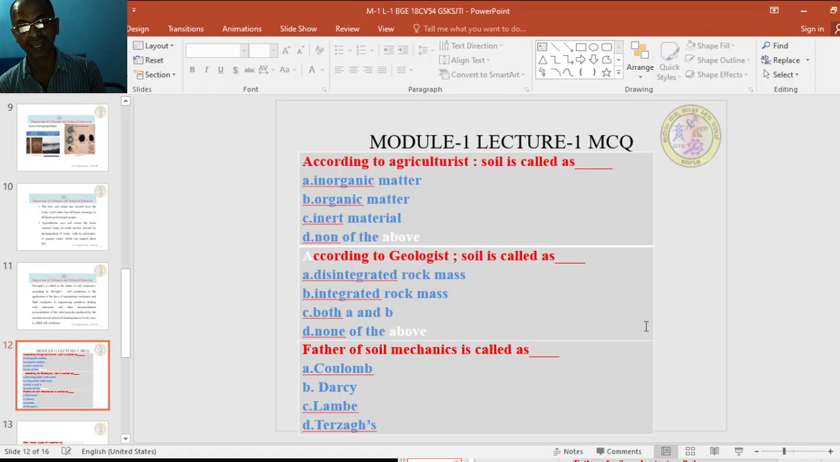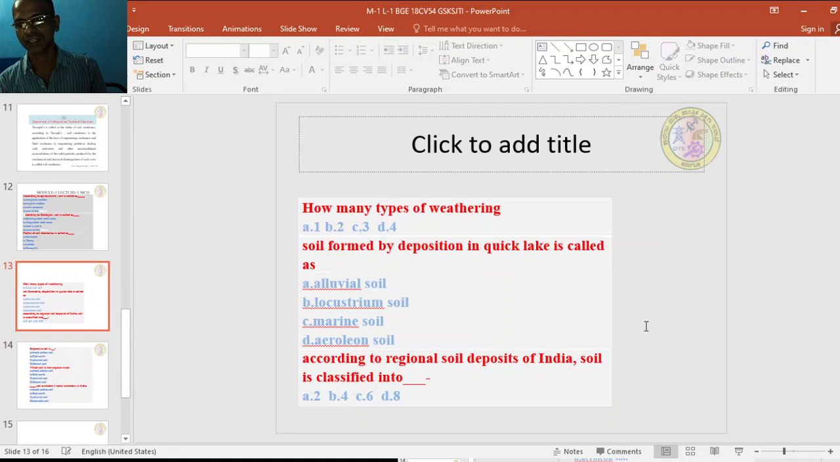Therefore, the answer is A. Father of soil mechanics is called as. It is none other than Terzaghi. So it is D. The answer is D. Similarly, how many types of weathering are there? There are 2 types of weathering: physical weathering and chemical weathering. Soil formed by deposition in a thick lake is called as. The options are alluvial, lacustral, marine and aeolian.